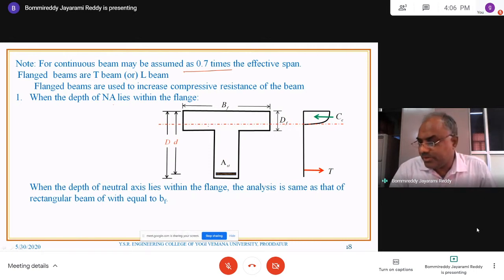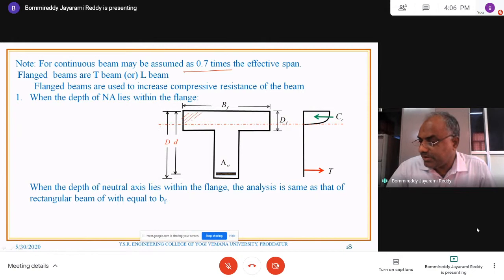Now imagine the T-beam. Observe what the changes are from singly to doubly, and from doubly to T-beams, so that the overall concept for all three will be clear in your mind. So the first one is that the neutral axis may be lying in the flange.